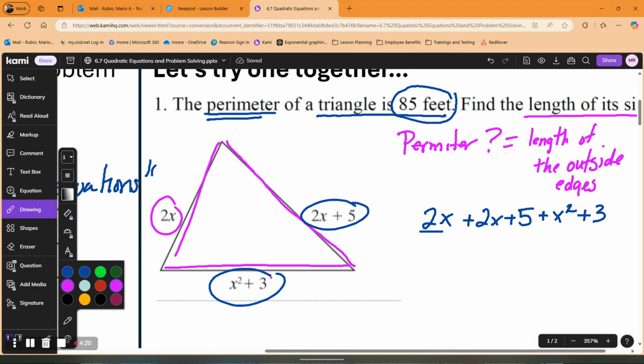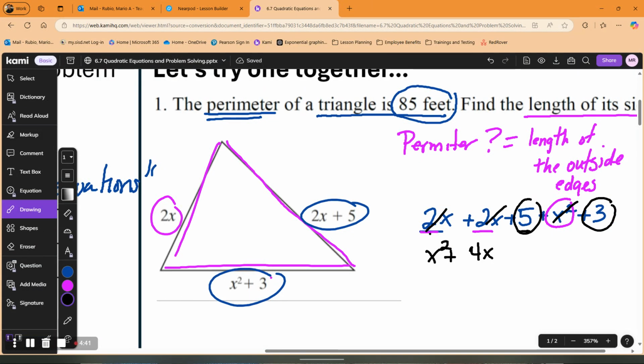2x. This has an x and an x, so I'm going to combine those. I've got 1x squared. So let me write that here. X squared in order, highest exponent to lower orders. 2 plus 2 is 4x. I'm done with those. And then 5 plus 3 is 8. Okay, so now this is my quadratic equation. Remember, I'm going to assume that it's equal to 0 so that I can solve using what we've already learned.